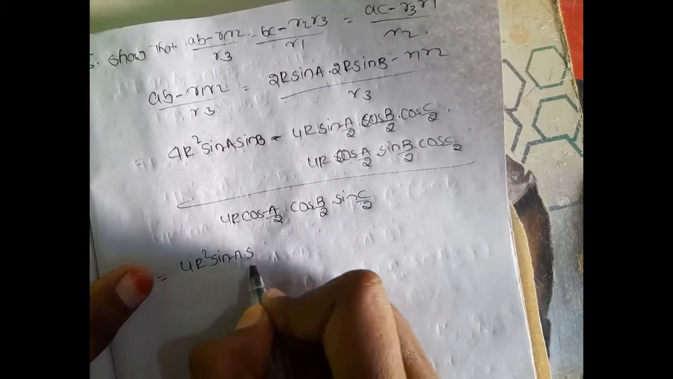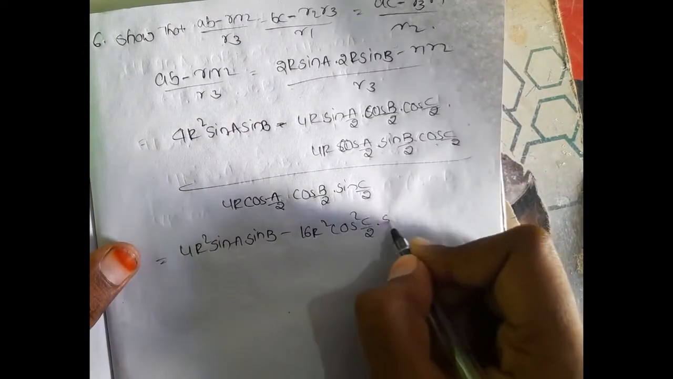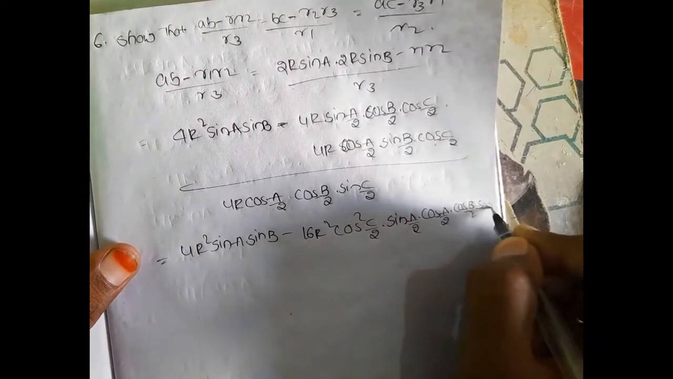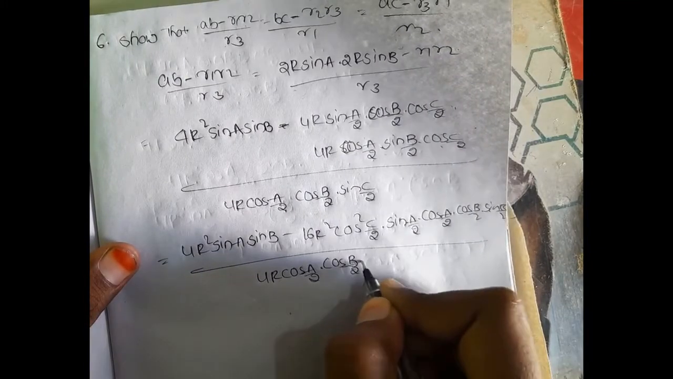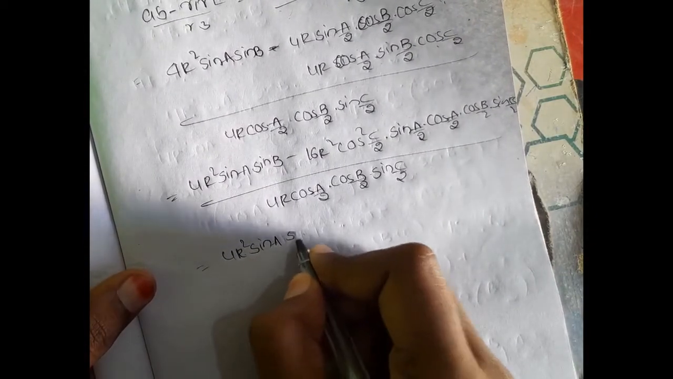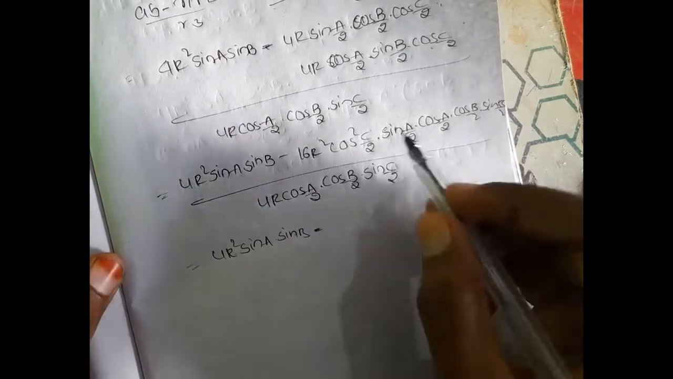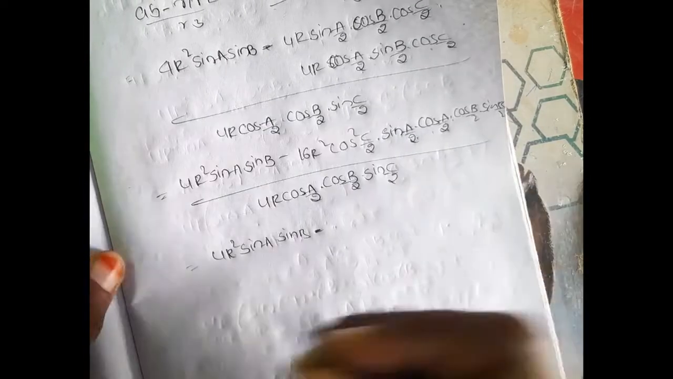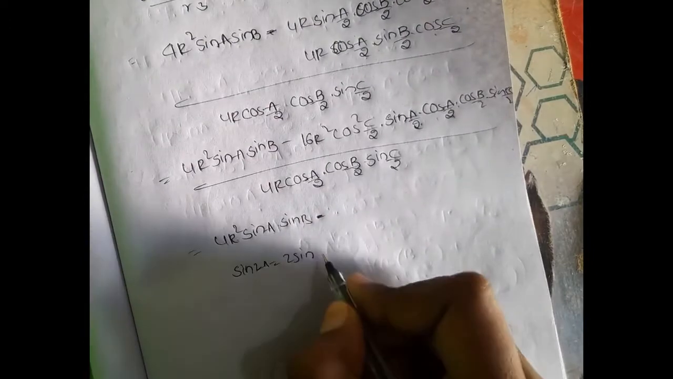Okay, let's make this simple. sin B − 4 into 4, 16R² cos²(C/2). Now sin(A/2) cos(A/2) cos(B/2) sin(B/2), divided by 4R cos(A/2) cos(B/2) sin(C/2). Now 4R² sin A sin B. From this, sin(A/2) into cos(A/2): if we have 2 here, 2 sin(A/2) cos(A/2) becomes sin A, by the formula sin 2A = 2 sin A cos A.